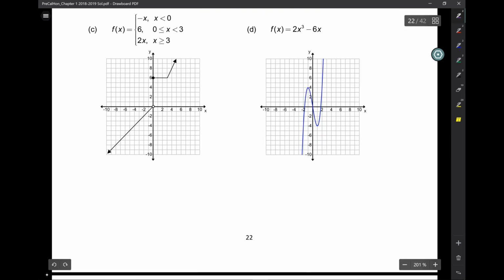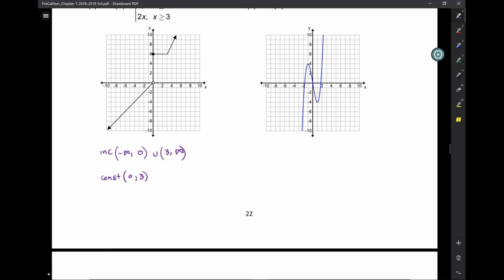So here, where is it increasing? What do you guys think? From negative infinity to 0, and then it's constant from 0 to 3, and then increasing from 3 to infinity. All right, so take a second and do part D for me, please.